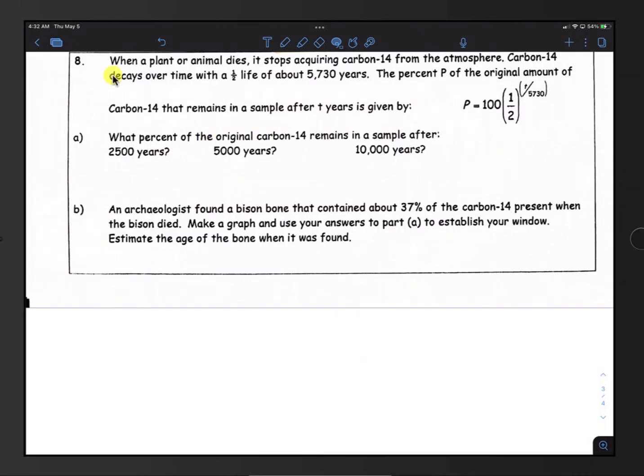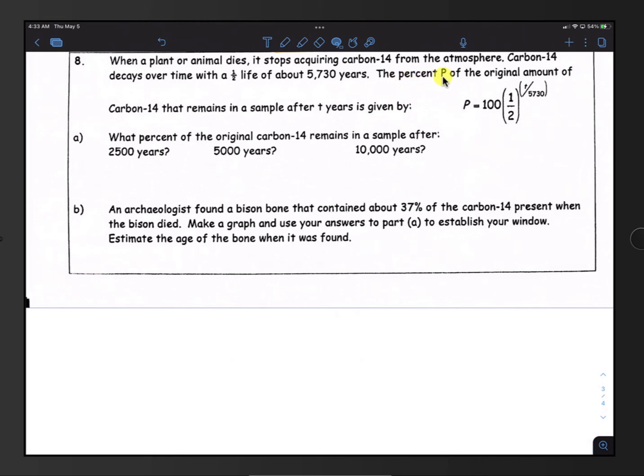And here's our last question, number 8. When a plant or animal dies, it stops acquiring carbon-14 from the atmosphere. Carbon-14 decays over time with a half-life of about 5,730 years. By the way, this half-life means that it takes 5,730 years for the carbon-14 to decay to half of its original amount.